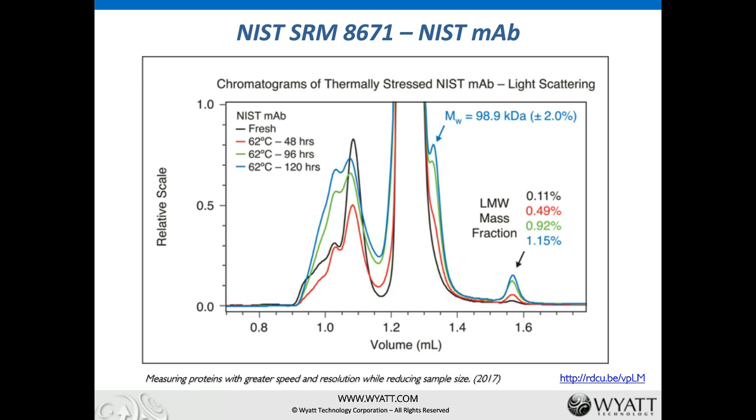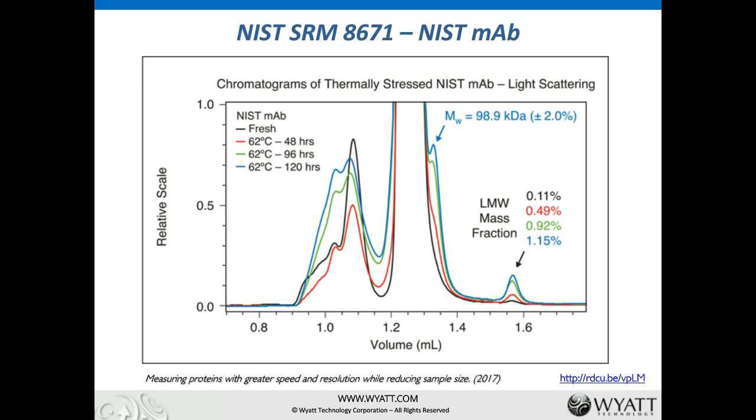Here we show the µSEC-MALS results of the NIST map as it is being thermally stressed at 62 degrees Celsius. We chose this temperature because it is just a few degrees below the NIST map's first melting temperature measured by DSC. All the measurements were done in triplicate, and we kept a fresh vial of NIST map at 4C as a control every time we made the injections.